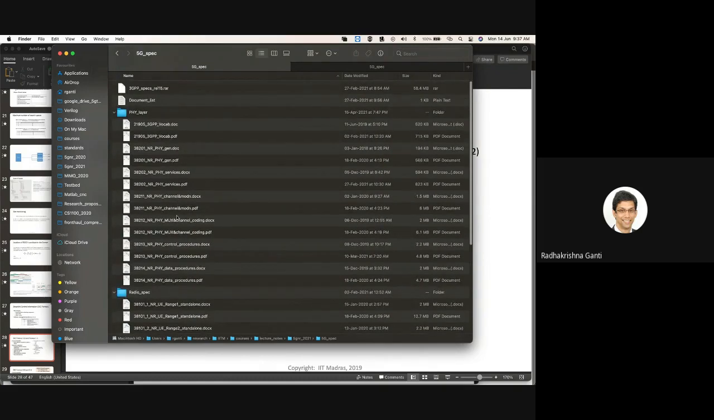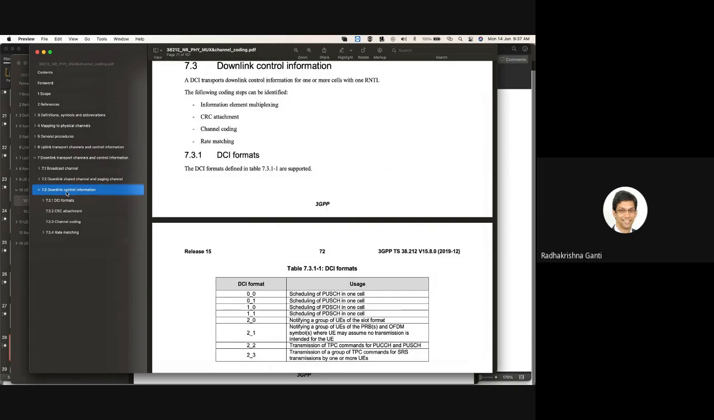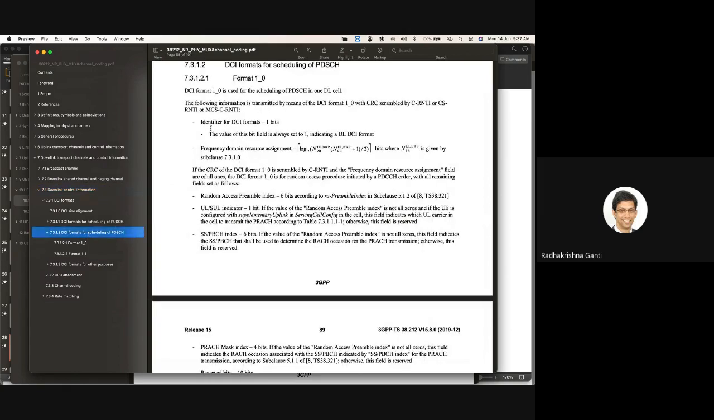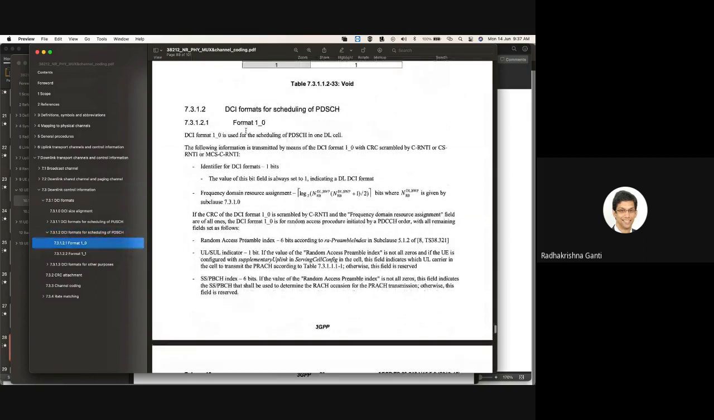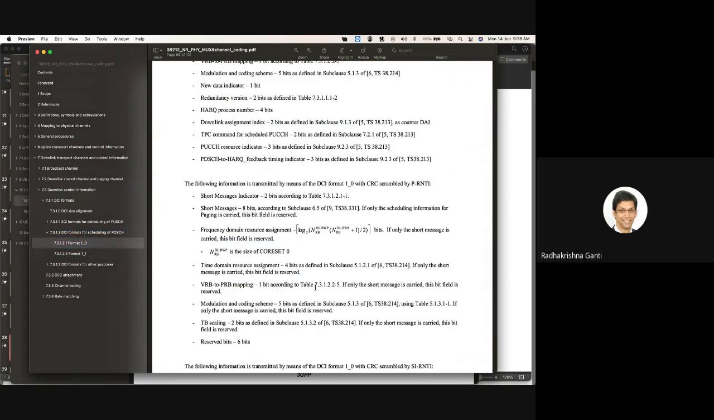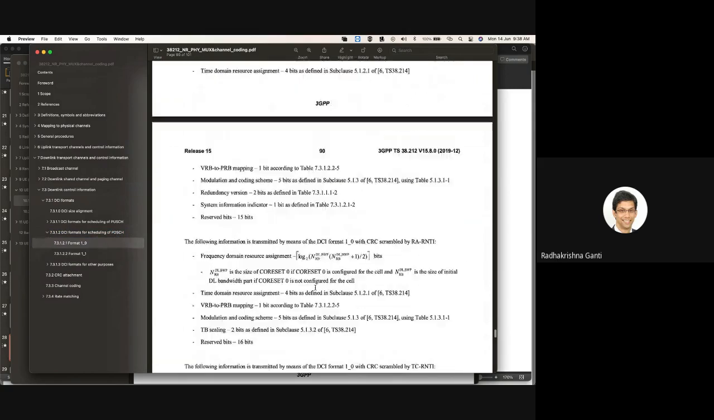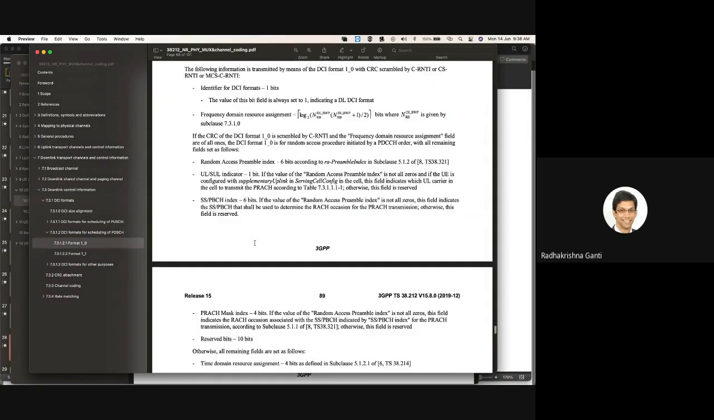These DCI formats are there in 38.212. If you go to downlink control information, there's something called DCI formats. DCI formats for PDSCH, which are format 1_0 and format 1_1. This tells you exactly what bits are there and what is indexed in this. First let's go through the slides, and then we will go through at least DCI format 1_0 and DCI format 1_1. DCI format 1_0 is called the short format.